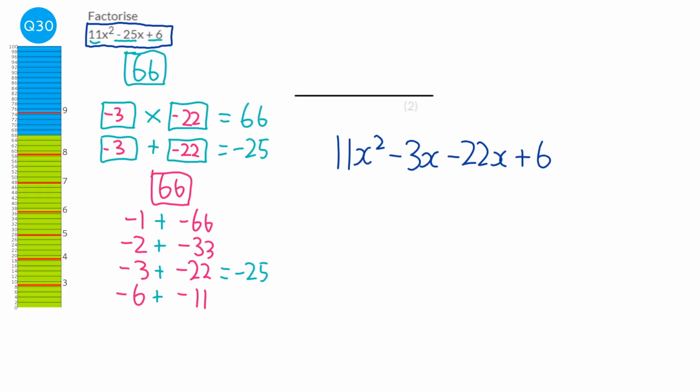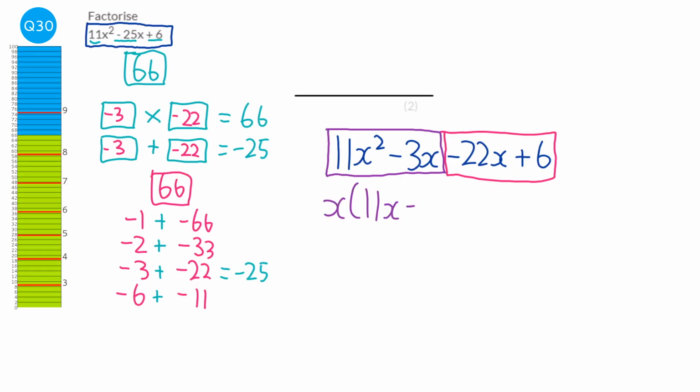Next step is I'm going to factorize this linearly. So I'm going to do this one, and I'm going to do this one as 2 linear factorizations. So I'm just looking at the purple box, and well, there's no numbers I can divide out of both of them, but there is an x. So this will be x brackets 11x minus 3.